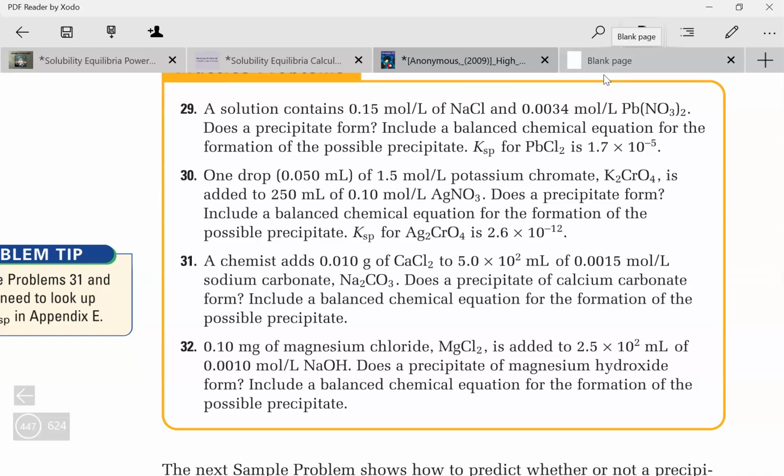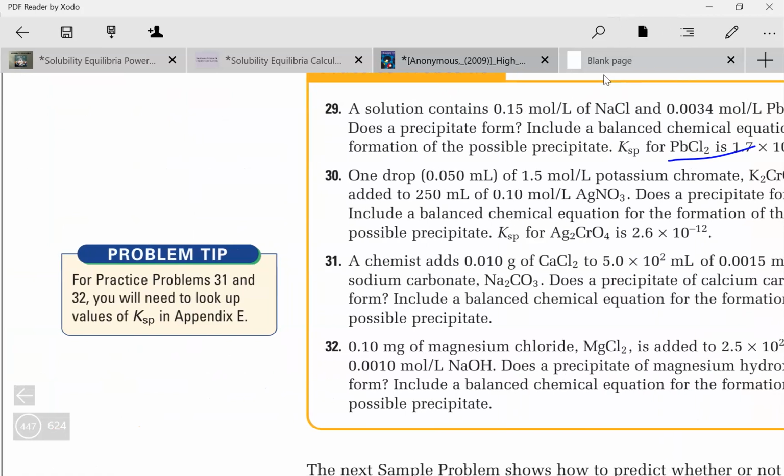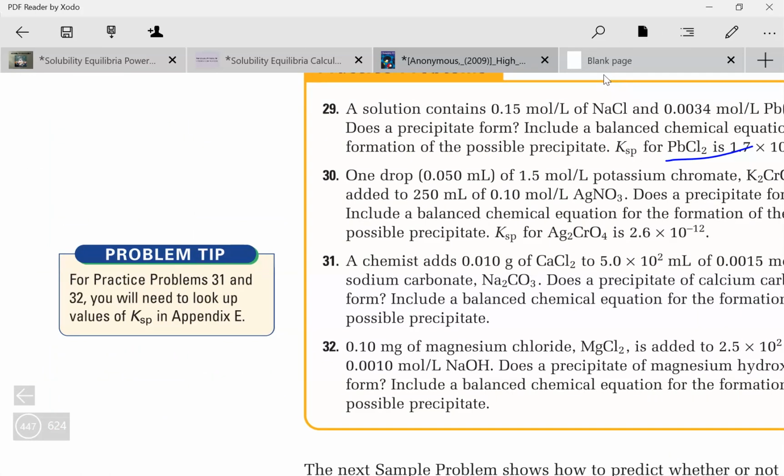0.1 moles per liter NaCl, 0.0034 moles per liter lead nitrate. Okay, so NaCl, lead nitrate. I think I can do a couple. Do I have room? I'm going to do a couple here.